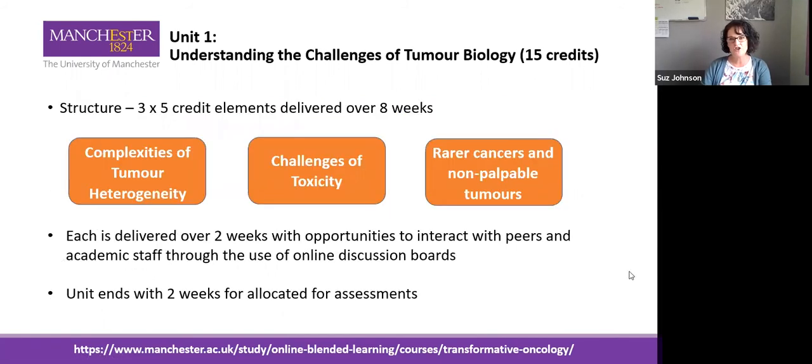So the unit is structured with 3 5-credit elements, which are delivered over 8 weeks. These 3 credit elements are complexities in tumour heterogeneity, challenges of toxicity, and then we'll look at rarer and non-palpable tumours. So in terms of the complexity of tumour heterogeneity, we will deliver critical insights into diverse tumour types and exploring how tissue, stage, cell of origin can all affect both the treatment and the detection. We'll talk about cellular composition and also the important role of the microenvironment in tumour progression.